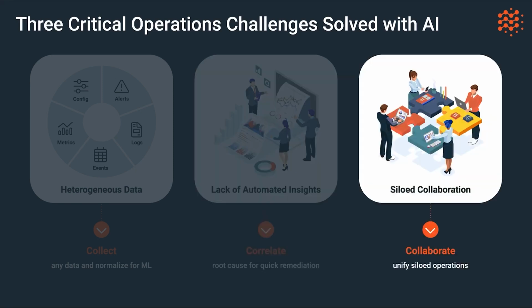Which brings us to siloed collaboration. Today, incident response remains a fragmented process. Siloed tools often mean that remediation requires reaching out to different teams and asking for their help. These activities occur across the phone, Zoom, chat, sometimes even email. This process is slow and inefficient. The same information is repeated over and over with every new conversation.